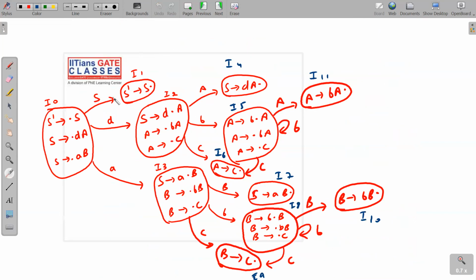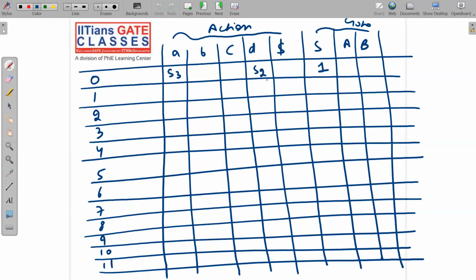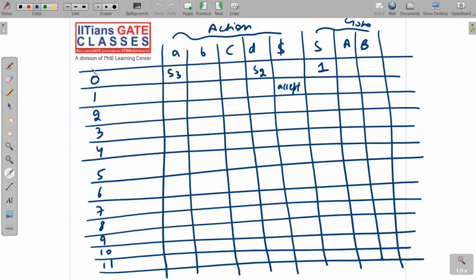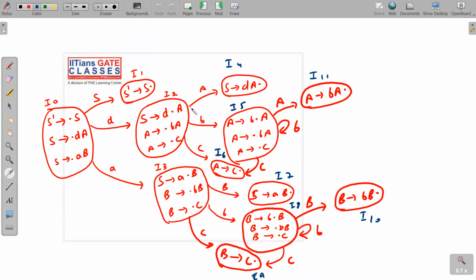Now let me fill the table in a faster manner. State 1, this was the augmented production, so 1 on dollar is accept. Now state number 2: capital A, small b, small c. Capital A, I4; B, 5; and C, 6. So small b, S5, small c, S6.